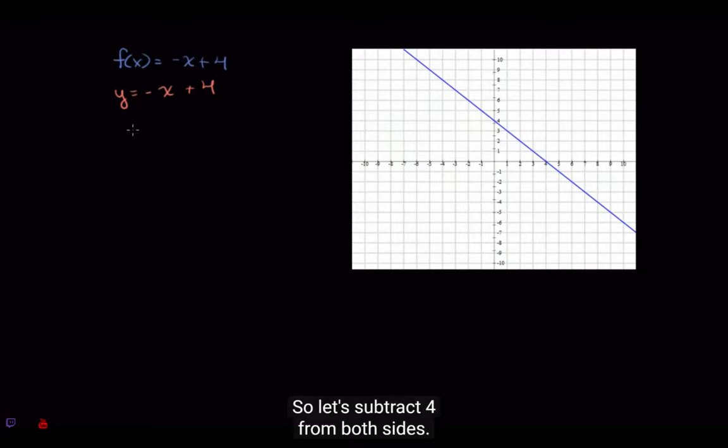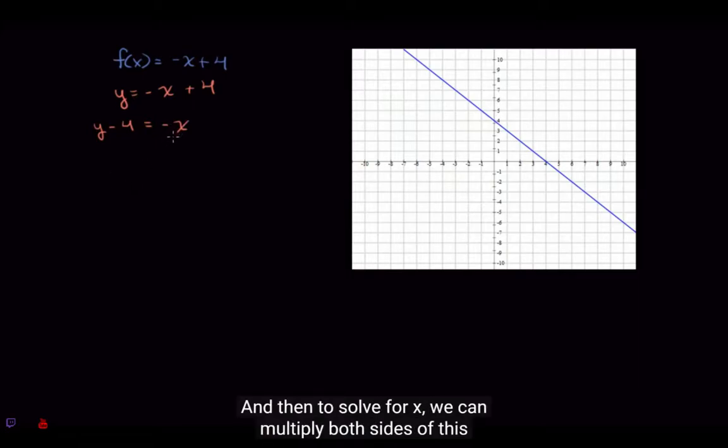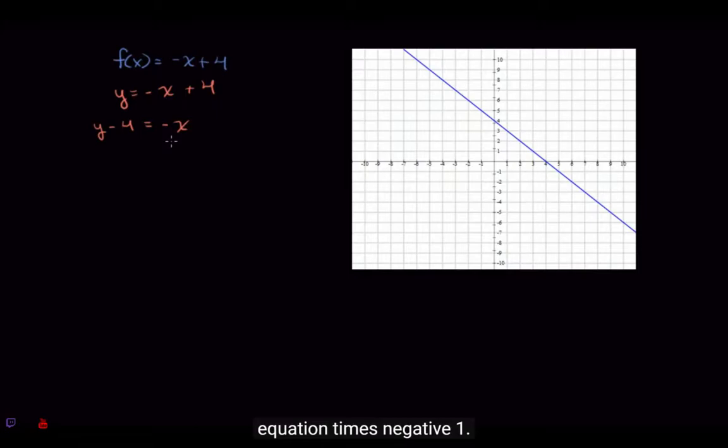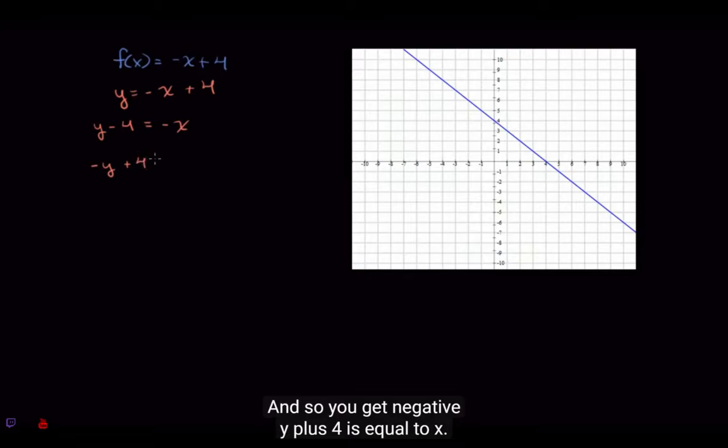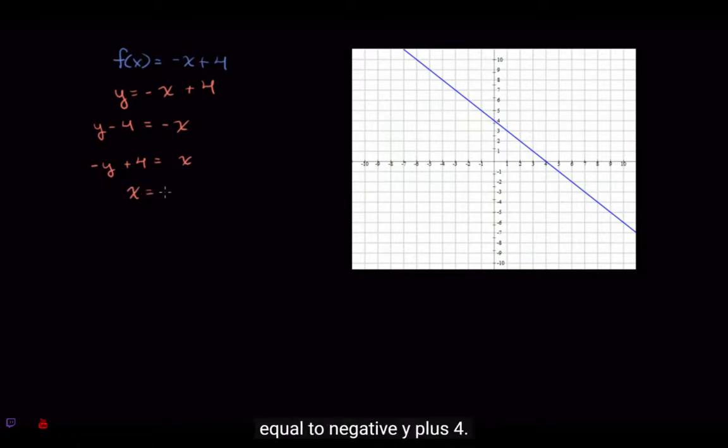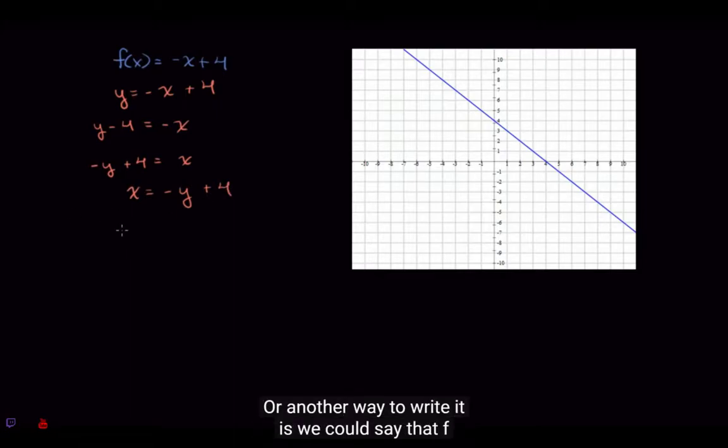So let's subtract 4 from both sides. You get y minus 4 is equal to negative x. And then to solve for x, we can multiply both sides of this equation times negative 1. And so you get negative y plus 4 is equal to x. Or just because we're always used to writing the dependent variable on the left-hand side, we could rewrite this as x is equal to negative y plus 4. Or another way to write it is we could say that f inverse of y is equal to negative y plus 4.